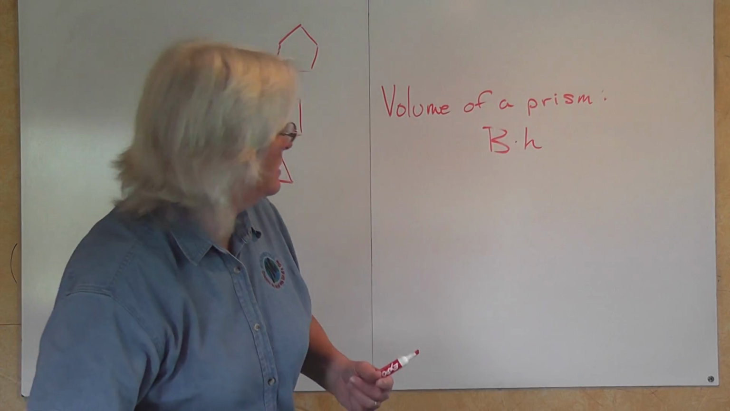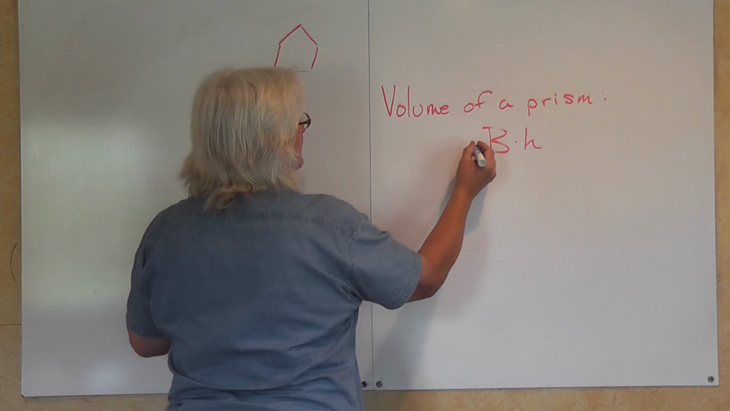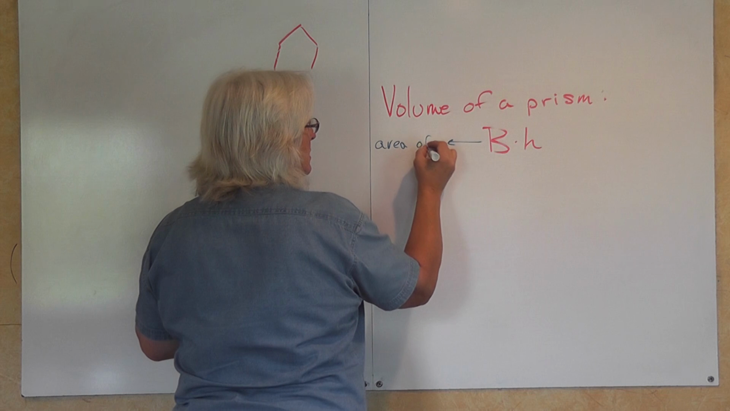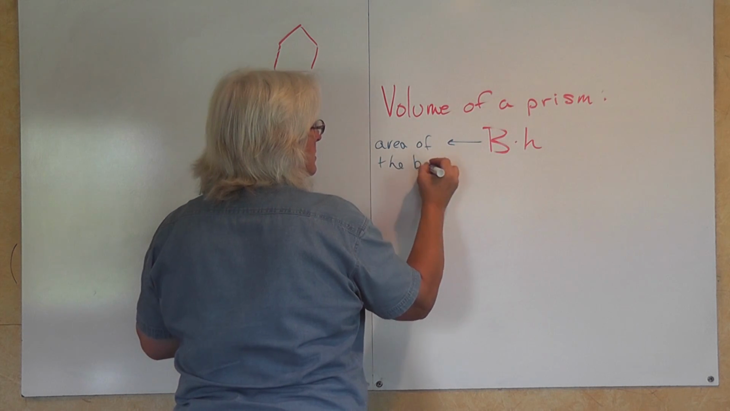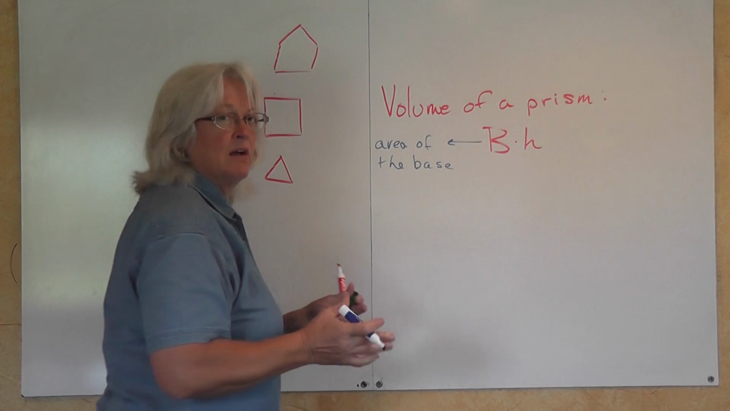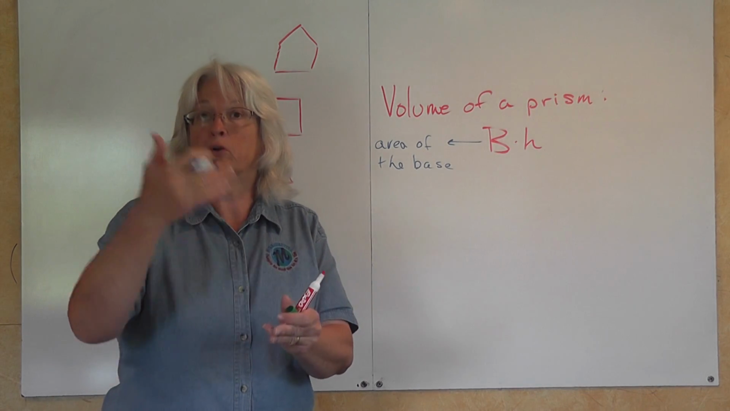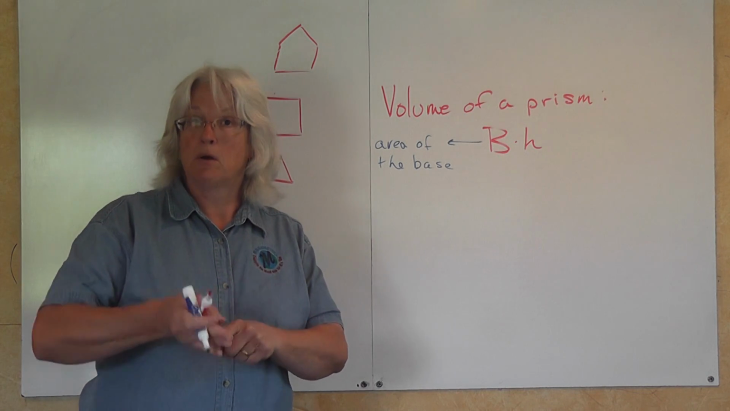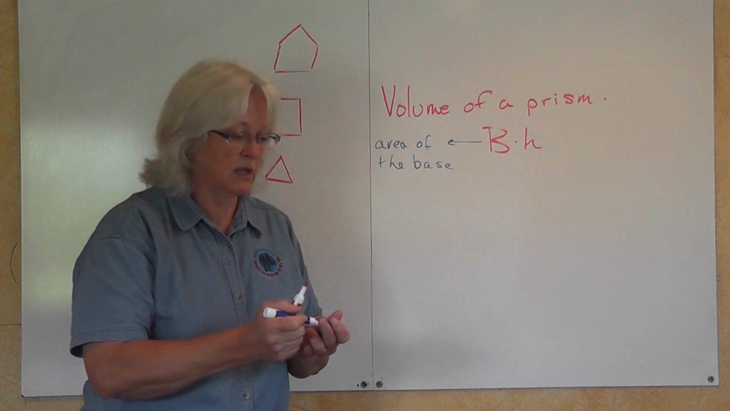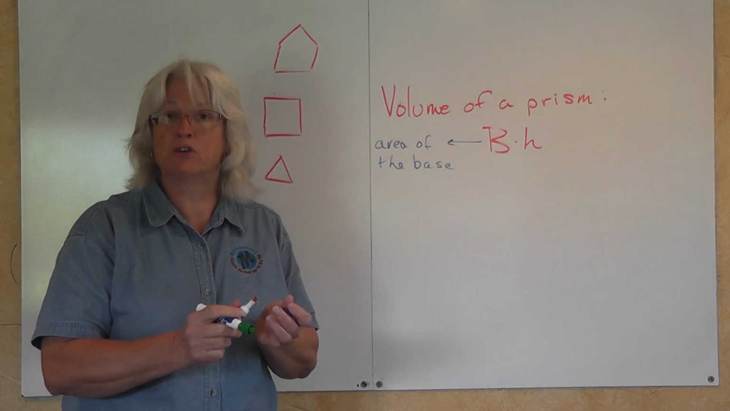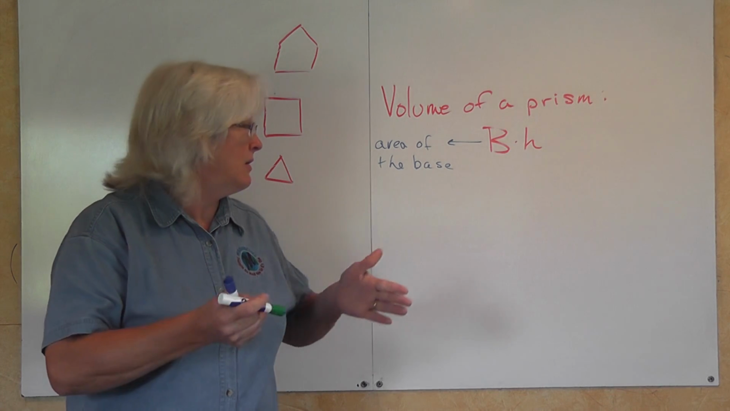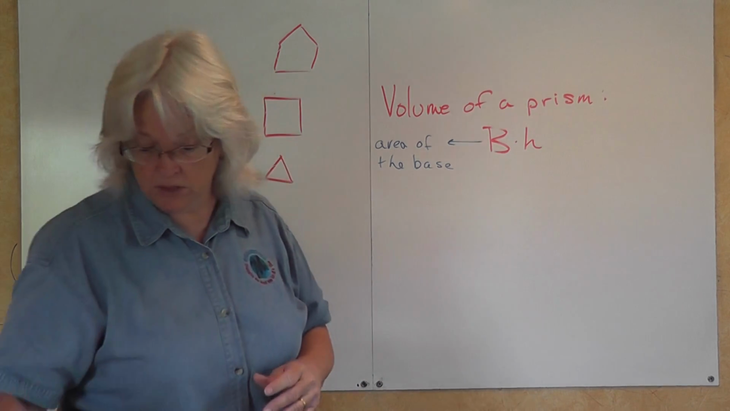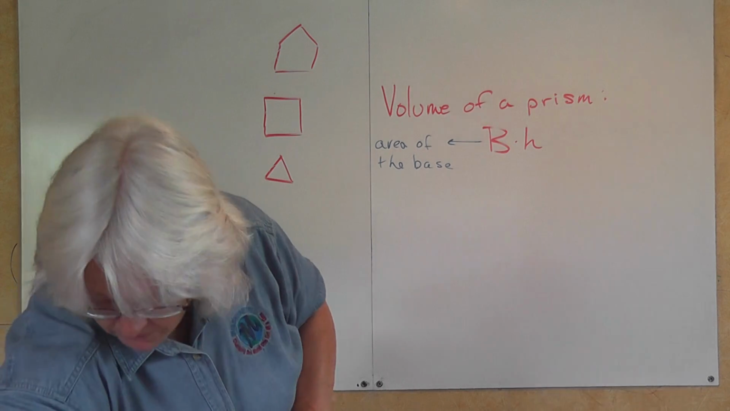So what this big B is, let me write this right here. This is the area of the base. So if you have a square, you find the area of the square, multiply it by the height. You have a triangle, you find the area of the triangle, multiply it by the height. And that's a very straightforward way of figuring out calculations that will allow you to find this volume. So let's go ahead and look at this example.